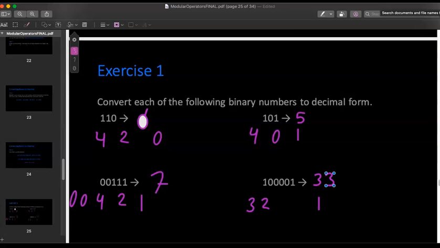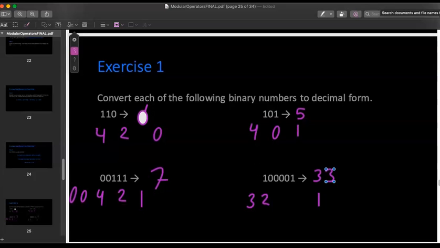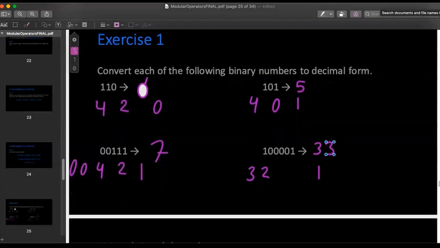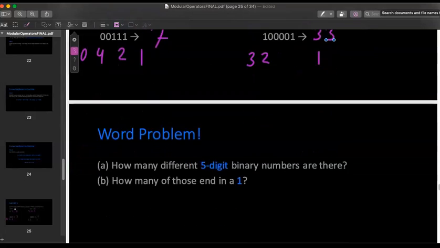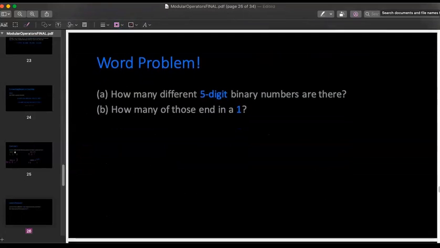So we have 32. Let's work backwards. So we have 1 times 2 to the 0. We have 0 times 2 to the first. 0 times 2 to the second. 0 times 2 to the third. This is 0 times 2 to the fourth. And then 1 times 2 to the fifth. So exactly. All right. Let's do a word problem.